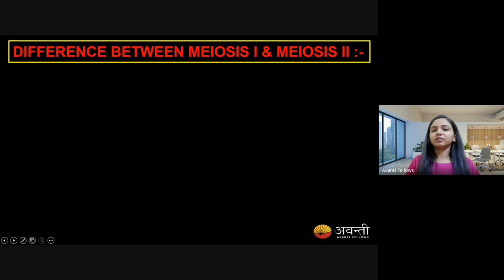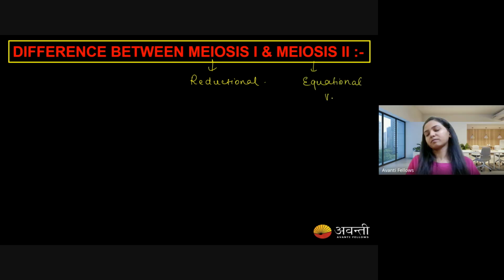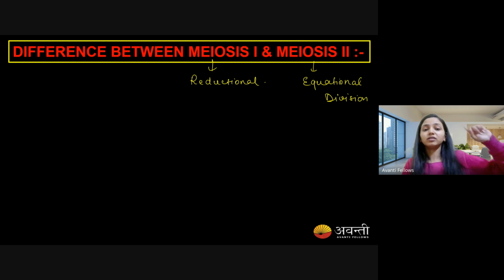Obviously, we can give. Meiosis 1 is reductional division and meiosis 2 is equational division. We can also differentiate it on the basis of anaphase.